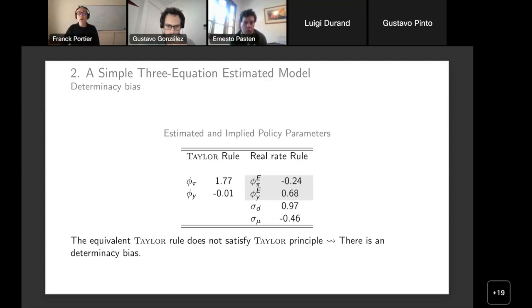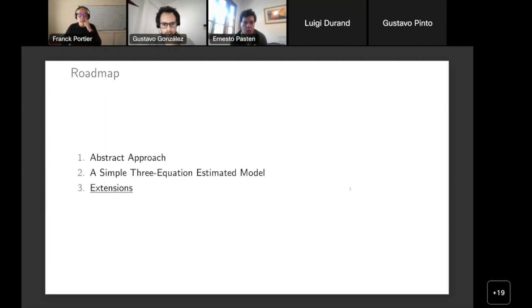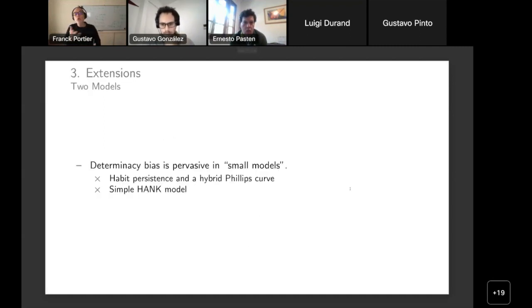Okay, so I'm almost done. So let me perhaps skip that part where I do some extensions. We also do small models, but a bit more flexible, a bit more reasonable, like the three-equation model, but with habit persistence and a hybrid Phillips curve, and you estimate, and you find the same thing again, determinacy bias. And the estimate of the slope of the Phillips curve goes to 0, basically.